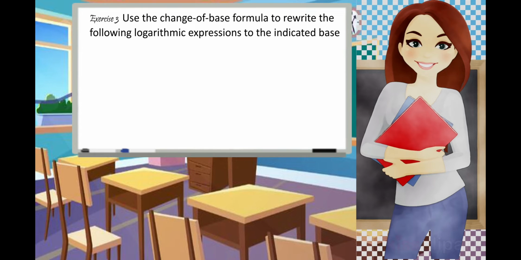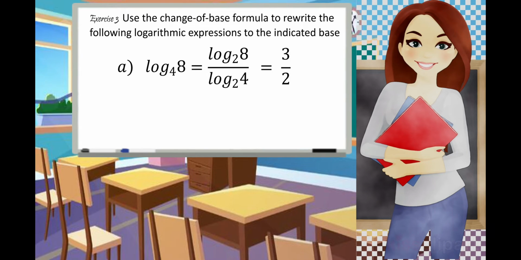Then, use the change of base formula to rewrite the following logarithmic expression to the indicated base. For example, log of 8 to the base of 4 is equal to log of 8 to the base of 2 over log of 4 to the base of 2. 4 and 8 are both in base 2, which is equal to 3 over 2. Then the logarithm of 2 to the base of 3 is the natural logarithm of 2 over the natural logarithm of 3.